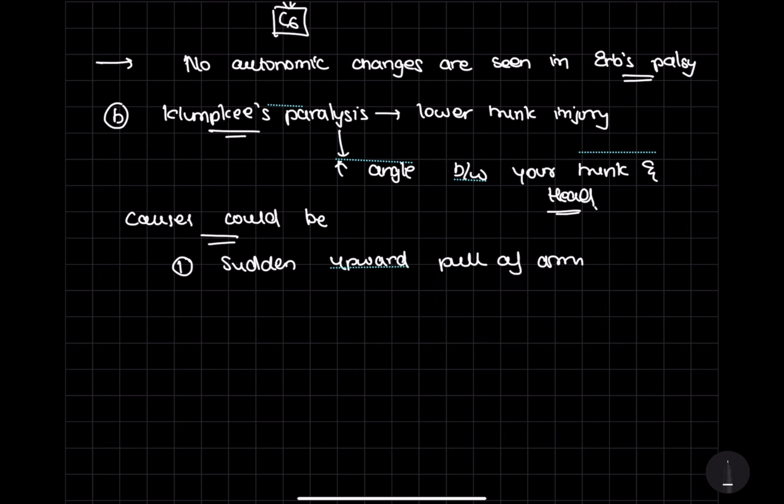Now when does this generally happen? Sudden upward pull of arm. Consider like you are falling from the sky, falling into a valley. You see that there is one branch just below you. So what I'm going to do is hold on to this branch. So what will happen? I will hold on to that branch.